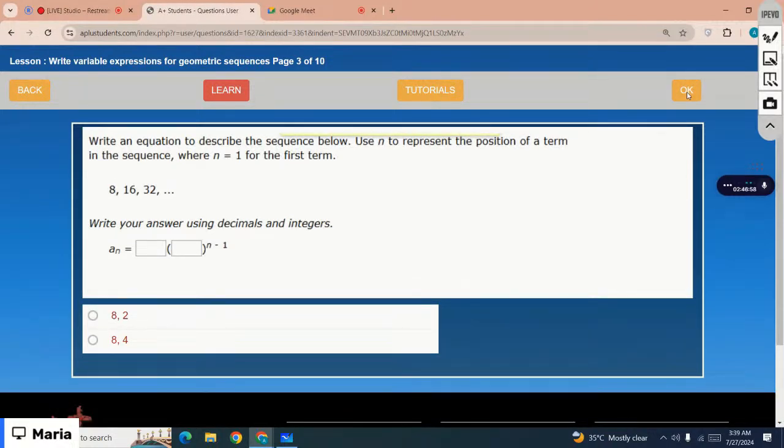Write an equation to describe the sequence below. Use n to represent the position of a term in the sequence where n equals 1 is for the first term. So, which is the correct option? Very good. That is 8 and 2. Option number 1 is the correct option.